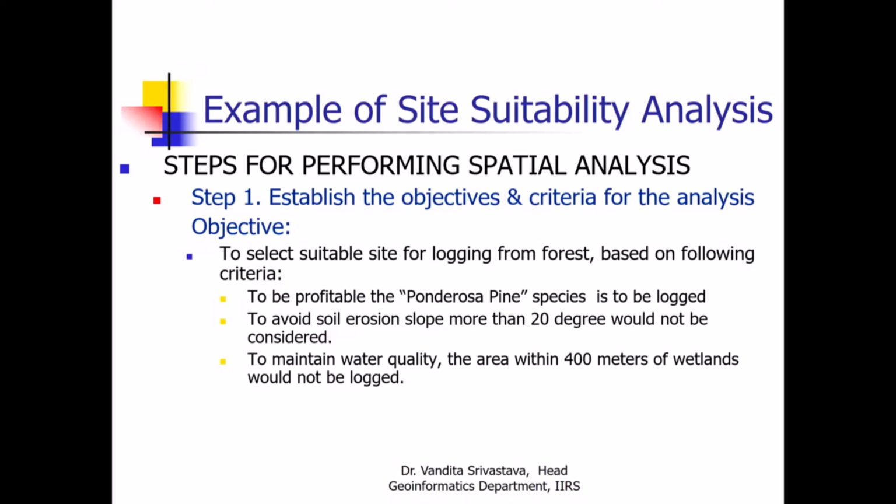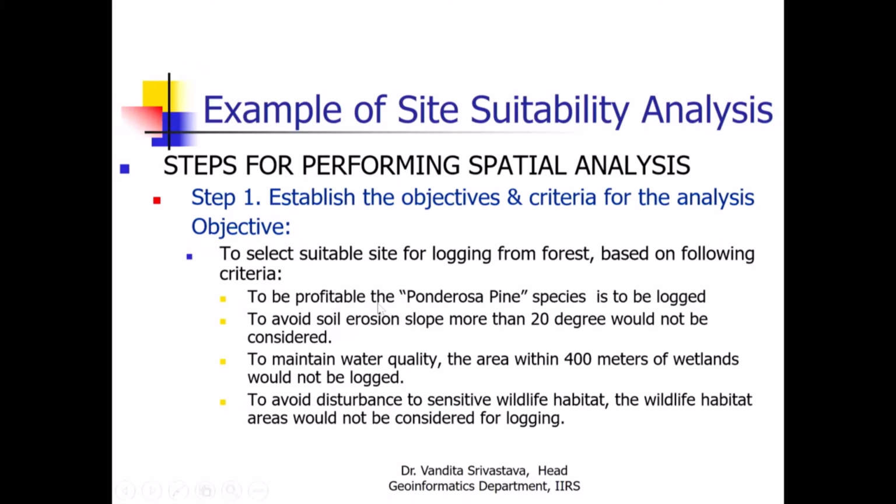Fine. And we also know that if we log trees, if there is some species residing and it is already declared endangered, then it will get affected. So we should not log the areas which are the habitat of some endangered species, right? So to avoid disturbance to the sensitive wildlife habitat, we will not consider logging in those areas. So we will simply remove them out.